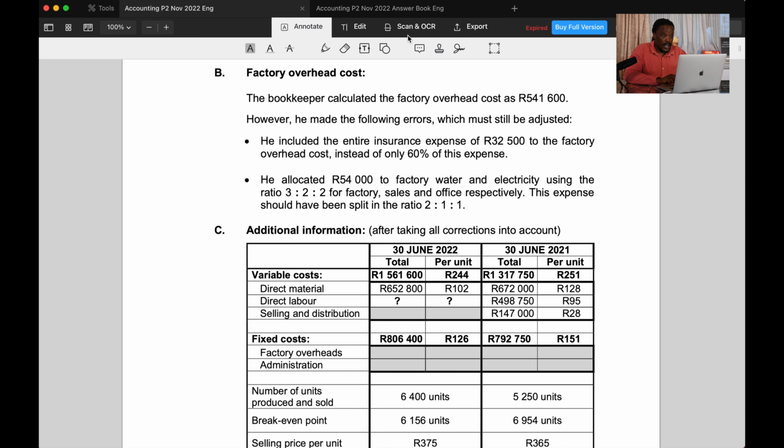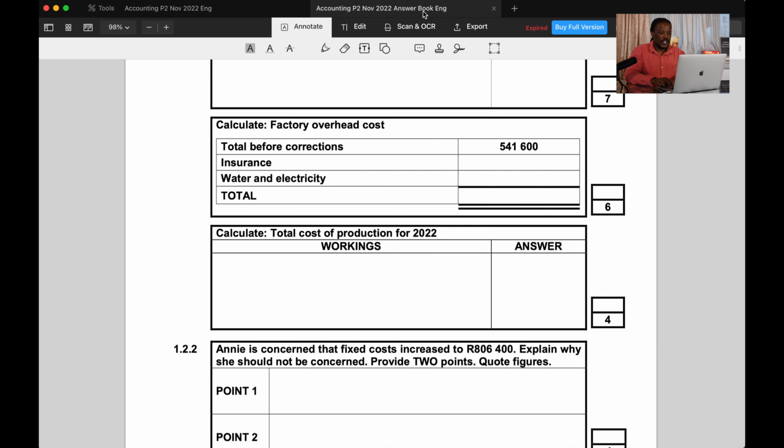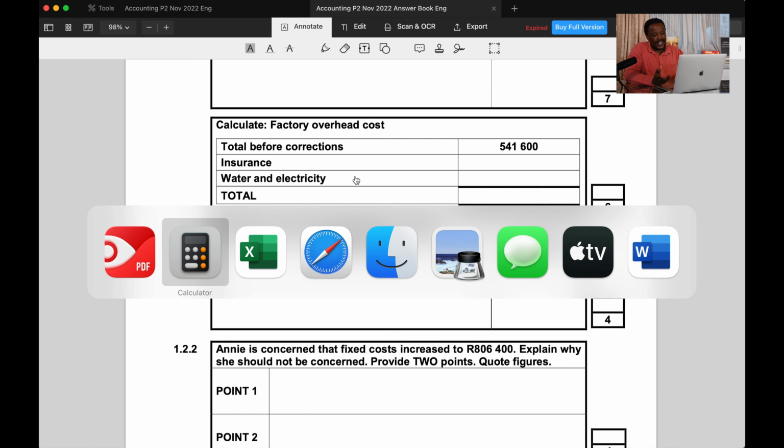Now, let's move to the next one, which has to do with total cost of production. Total cost of production is always simple. What is our cost of production? Direct material, direct labor, and overheads. So we already did that.